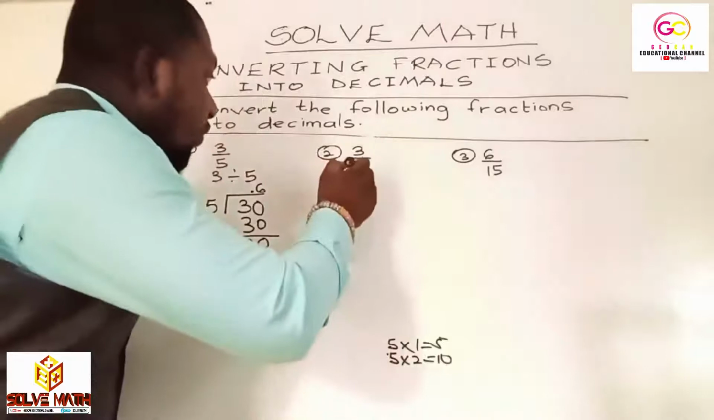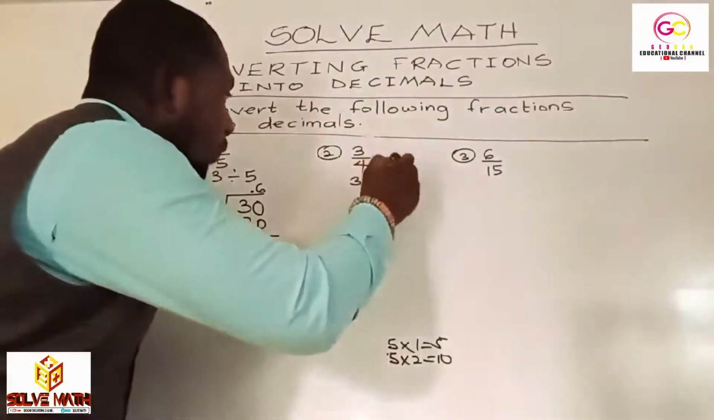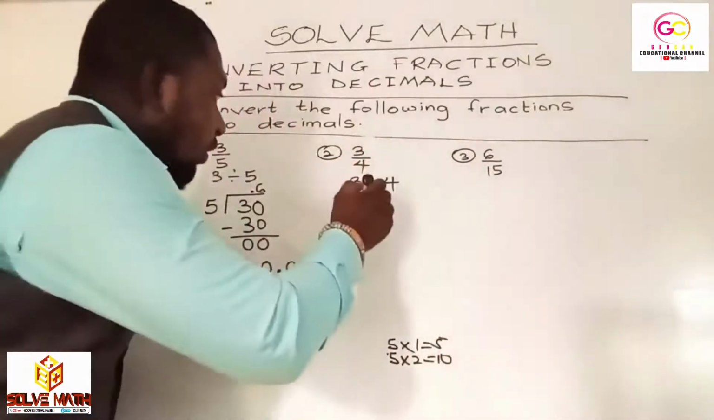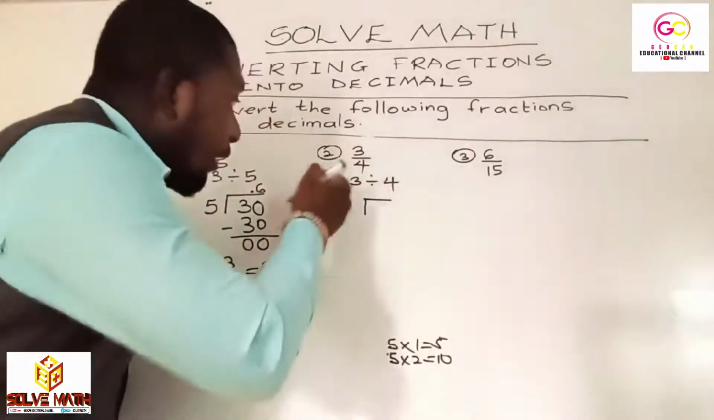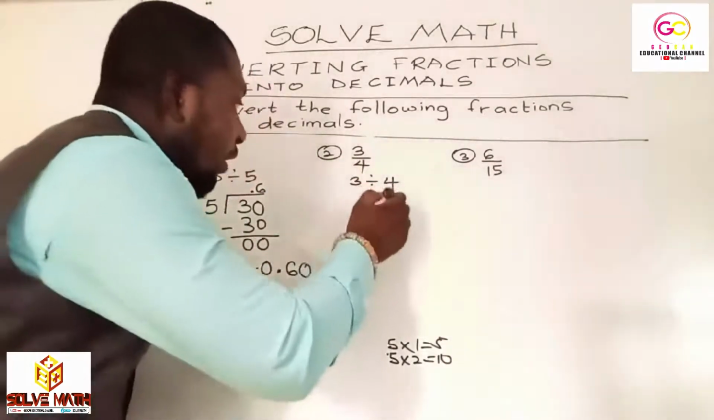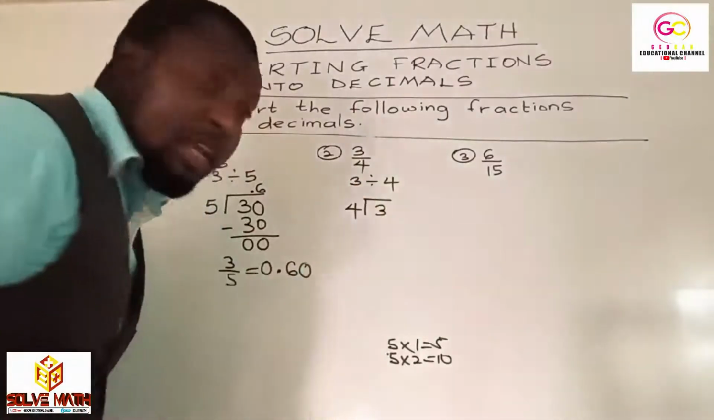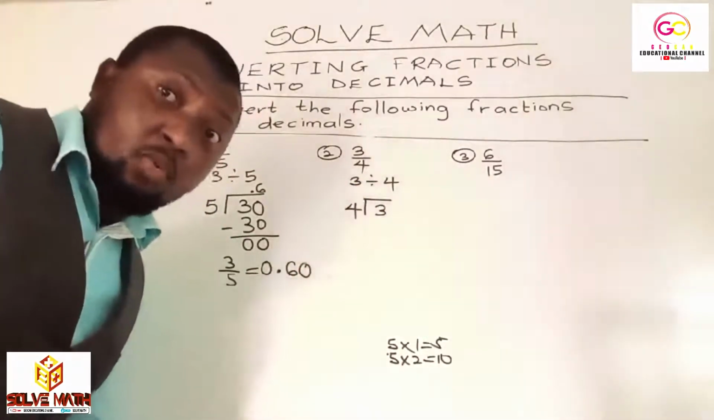3/4. So you have 3 divided by what? 4. That is what it means. Using your long division, you have your symbol over here. The dividend, 3, goes in, and your divisor, 4, comes out, right? Meaning we are using the 4 times table. I believe you get it.